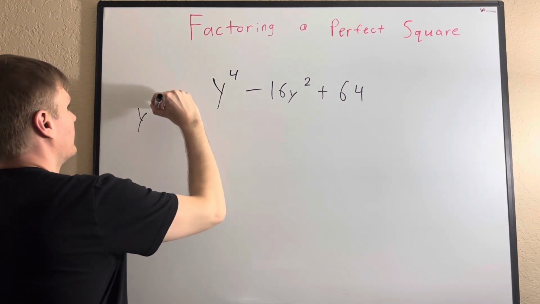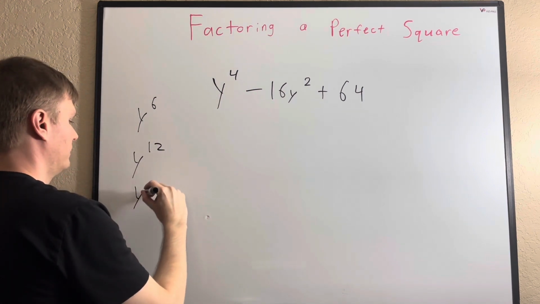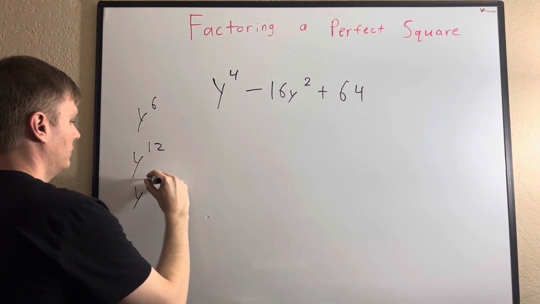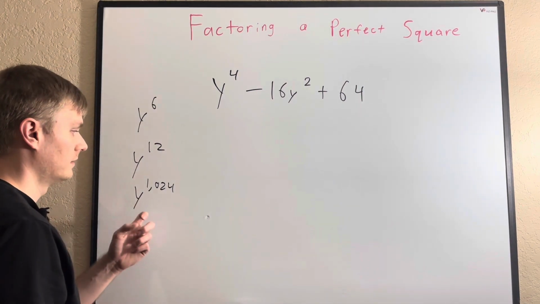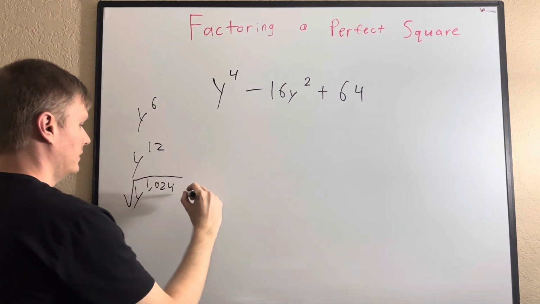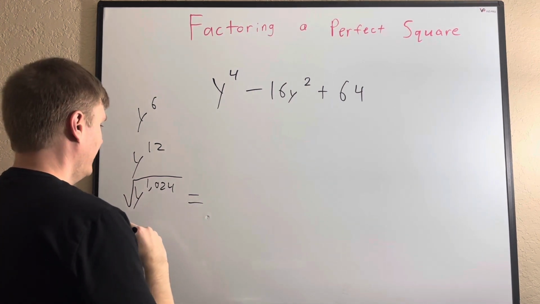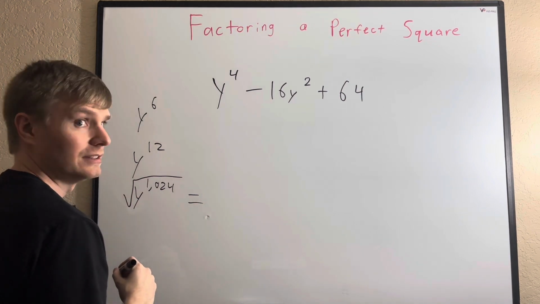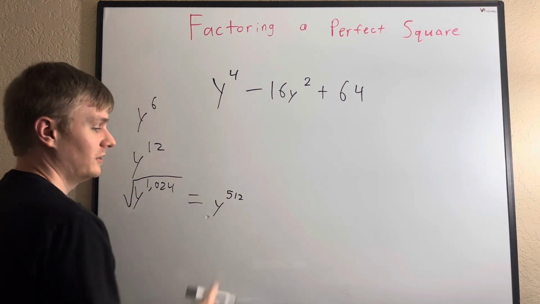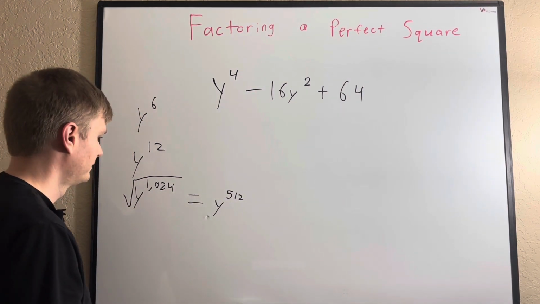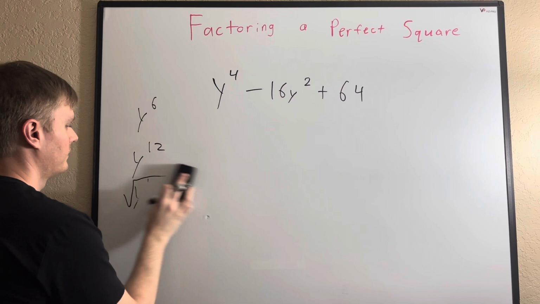Y to the sixth is a perfect square. Y to the 12th, perfect square. Y to the, I don't know, 1024th. That is a perfect square. You know what the square root of that is? It's like, I don't know, what's 1024 divided by 2? 512? Yeah. Which is also a perfect square. But anyways.